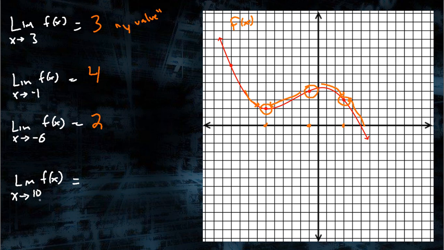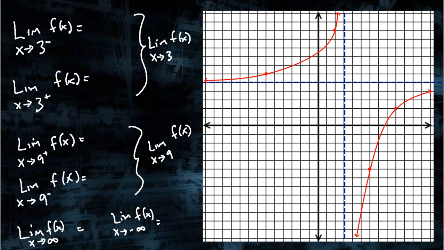And how about the limit of f of x as x approaches 10? So 10 is right here. So if we take a look, doesn't matter which way we come from, we're approaching this value right here. So 2, 4, 6, 7. So these are, again, we're reading y values of this. What is the function value as x gets close to a certain number?